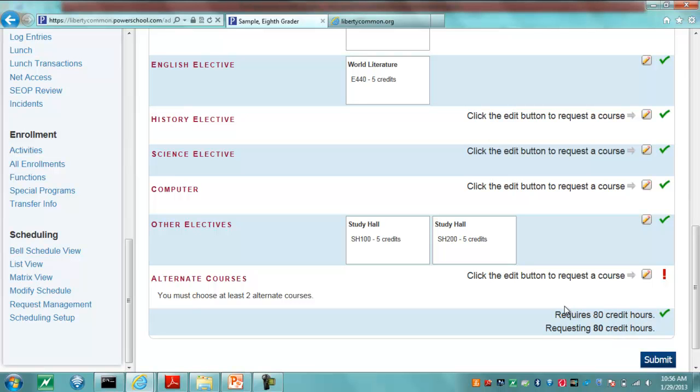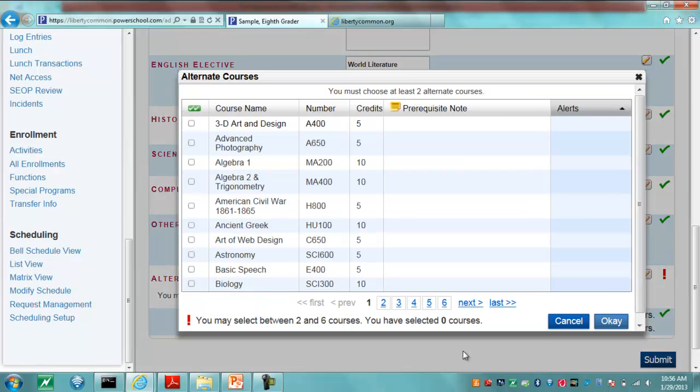And the last thing that I need to do is add alternate courses. So when I click on this pencil, you'll see there are 6 different pages of courses to look at. These are all the courses that are available for 9th graders. And you do need to choose at least 2 and up to 6 alternate options.